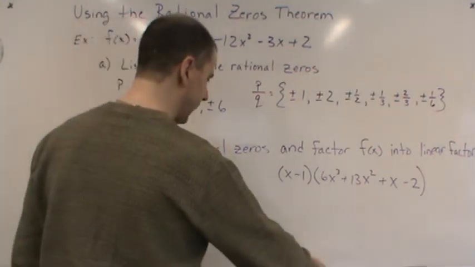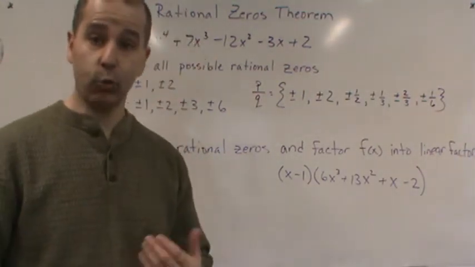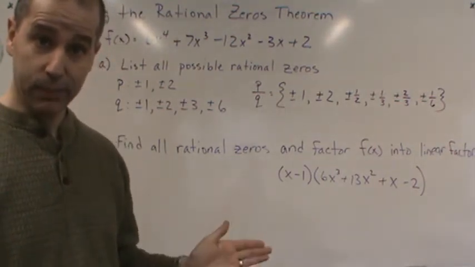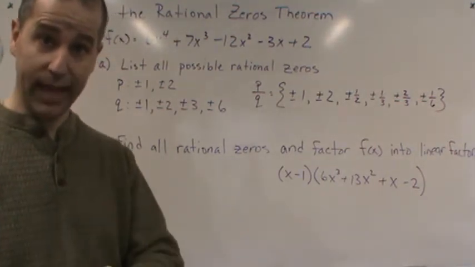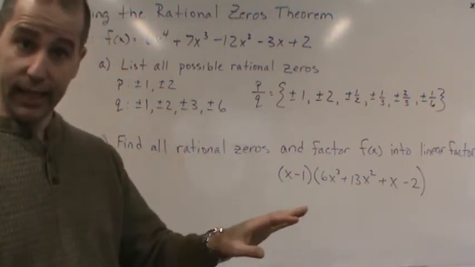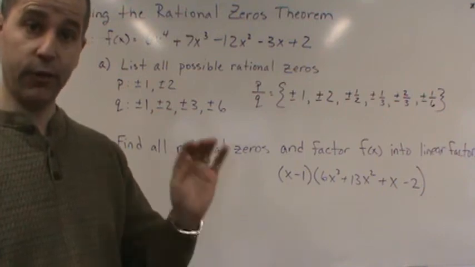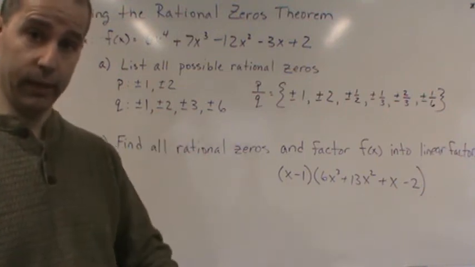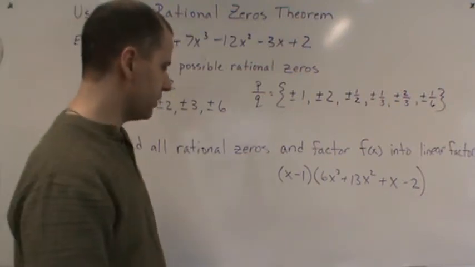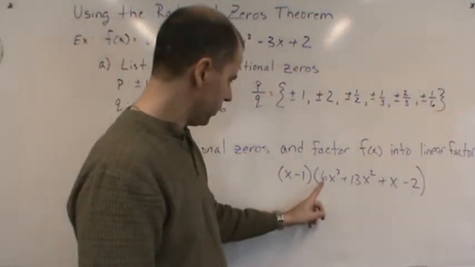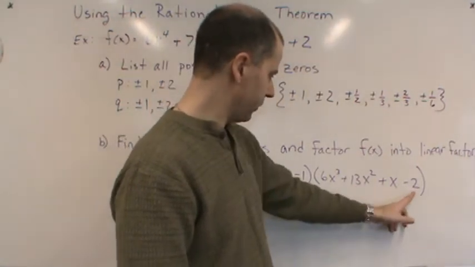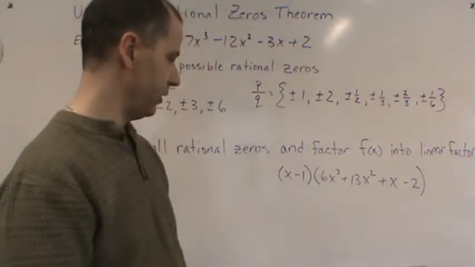So let's try 1 again. See, here's the thing, it might be a repeated 0, or what we're going to call later a repeated root. So it might work again. Just because it worked once doesn't mean it won't work again. Now, if it doesn't work, then we know we're done, because if it doesn't work for 1, it's not going to work for any of them. So let's add up the coefficients. 6, 13 is 19, plus 1 is 20. So obviously that's not going to add up to 0, so that didn't work.